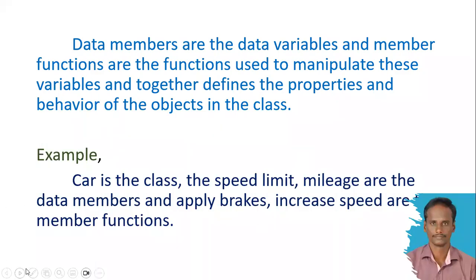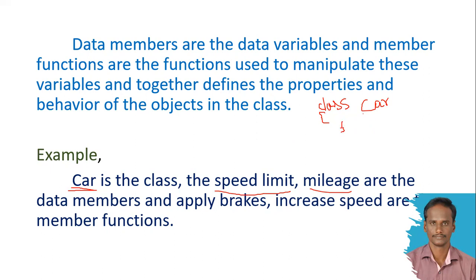So let us see the example. We have a class whose name is car. I am creating the class. Remember, in the last class we discussed how to create a class. Class is a keyword, and here the class name is car. Please adjust, because I am not very familiar with writing with this pen. So the class name is car. Open brace. The data members are speed limit and mileage, which I am writing in a short way.